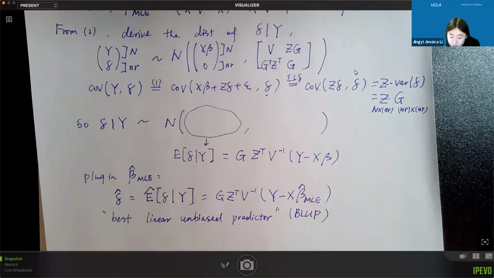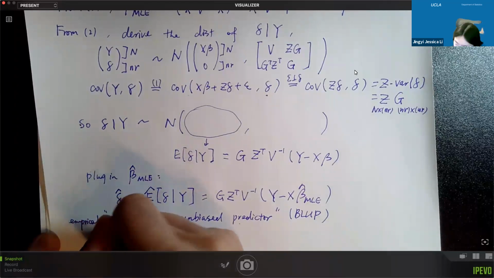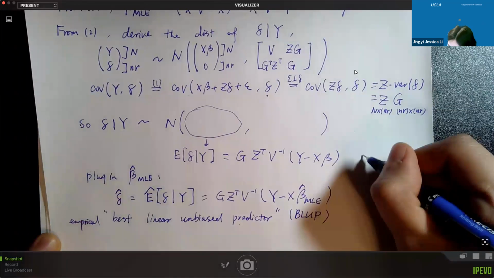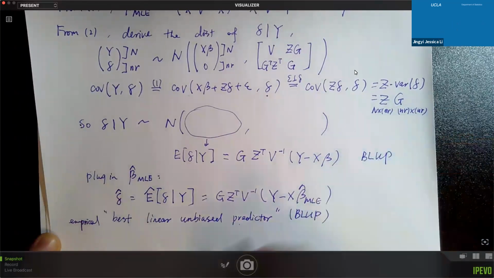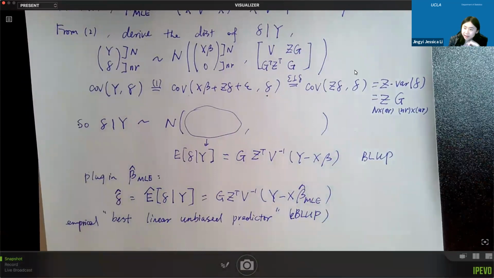Oh, sorry, I should say this is the empirical version. So the BLUP refers to this unobserved one. I should put it here. This is the BLUP. And the empirical version of that, I add an E here. So this is what we actually obtain from our data by plugging in the estimator.